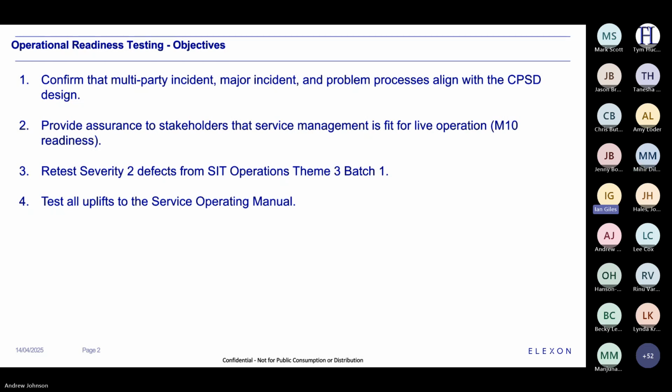Also, if there's any uplifts to the operations manual while we're going through the readiness phase to get ready for M10. Best example I could use there is in previous releases, we've got resolver groups that are mapped there that might slightly change, or additional resolver groups might be added to that operations manual. So that would need to be tested as part of this phase as well. So any uplifts to the operations manual we'll cover in the test cases. Does anybody have any questions on that? Okay, great. Just move to the next slide, please.